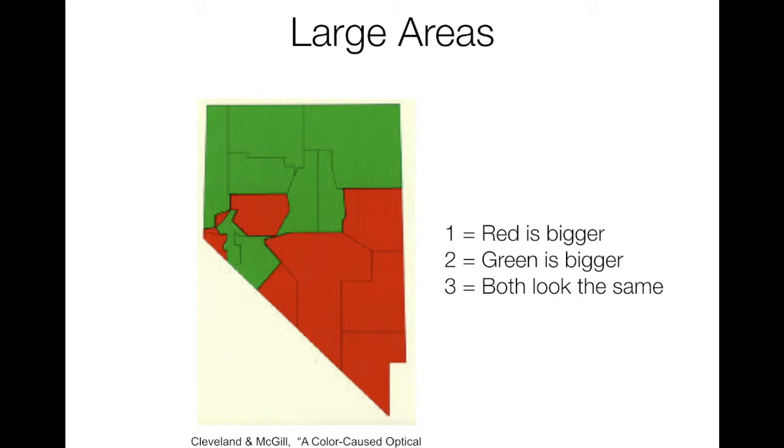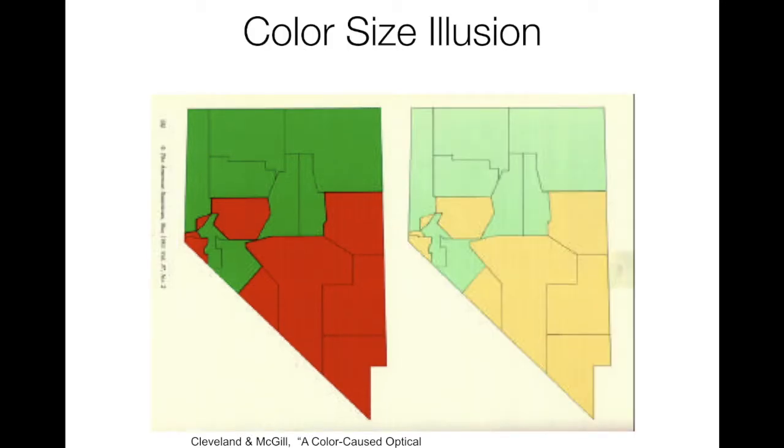So one very important lesson when coloring maps is to try to use low saturated colors, so that there is not a color size illusion. On the right side, we can now see a map colored with very low saturated colors, and the red doesn't feel bigger than the green one. As you might have guessed, both areas have the same size.